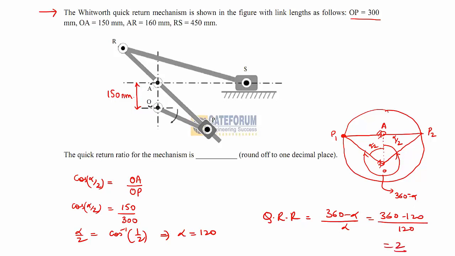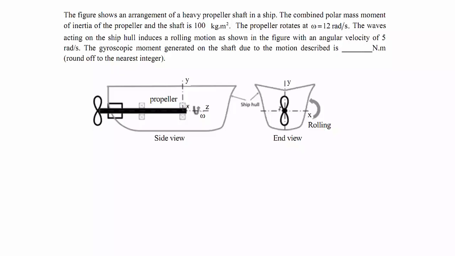This is the end of the question. This is from the topic gyroscopic couple. The figure shows the arrangement of the heavy propeller shaft in the ship. The combined polar mass moment of inertia is I equal to 100 kg meter square. The propeller rotates at 112 radians per second. The waves acting on the ship induce rolling motion, shown in the figure, with an angular velocity of omega r equal to 5 radians per second.